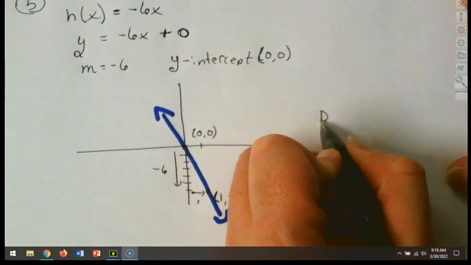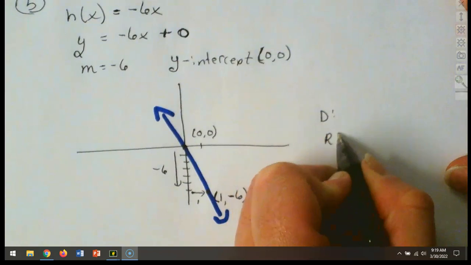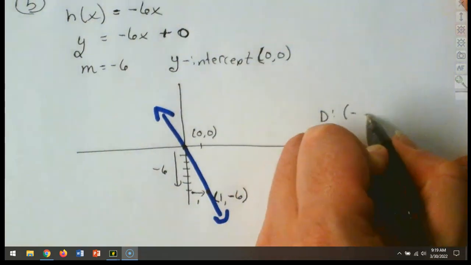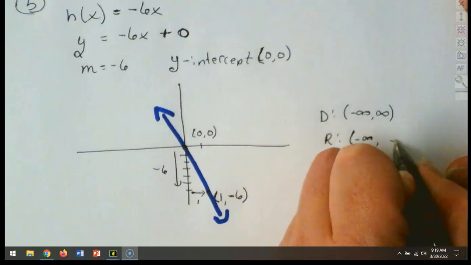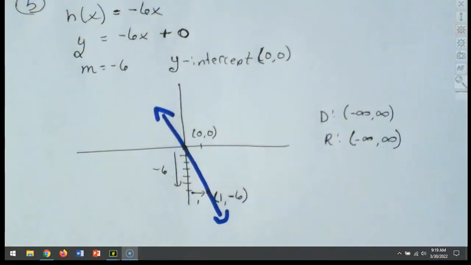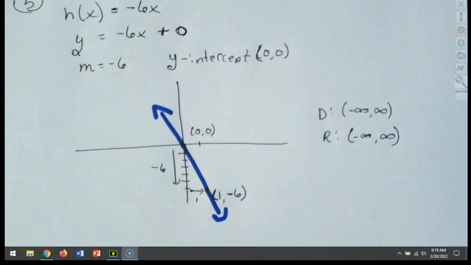Now, what about the domain and the range? Well, on all diagonal lines, your domain and your range is always the same. And on all diagonal lines, your domain and range is negative to positive infinity. Vertical and horizontal are different, but all diagonal lines are going to be a domain of negative to positive infinity, and the same for the range.